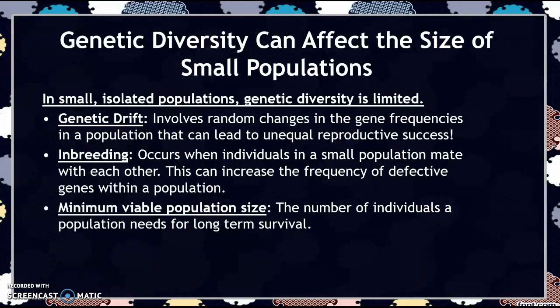Minimum viable population size is the number of individuals a population needs for long-term survival. So with these kinds of things, minimum viable population size would broaden how many individuals there are to prevent things like inbreeding and to increase genetic diversity.